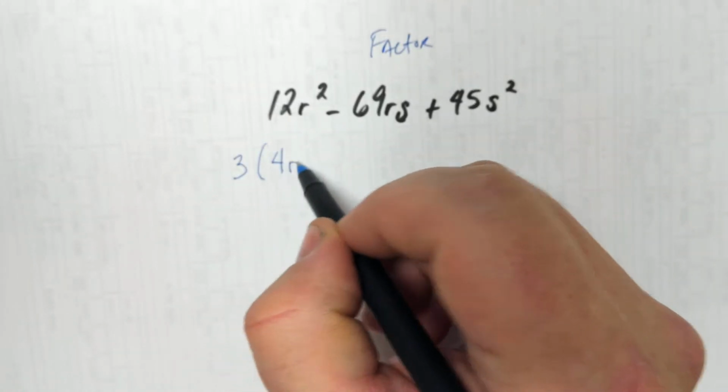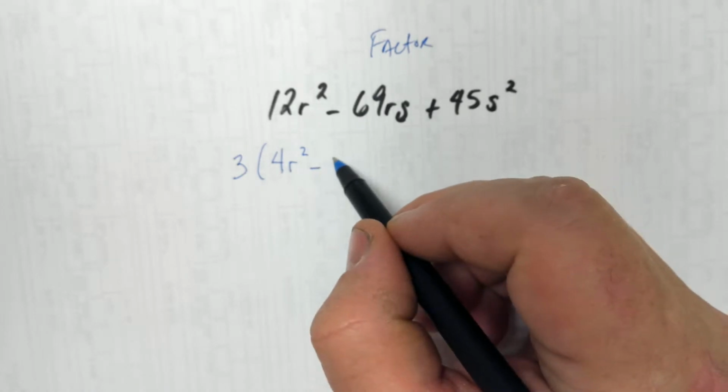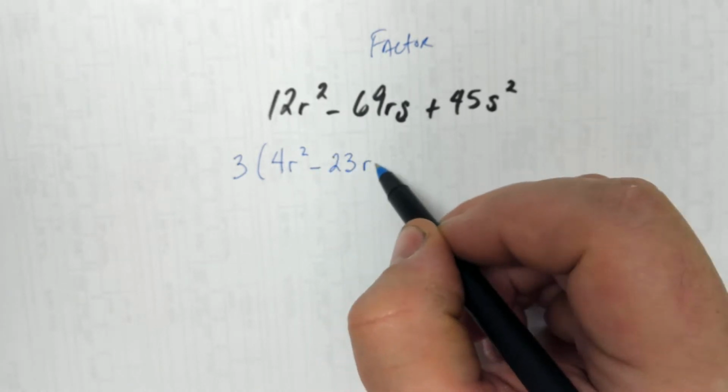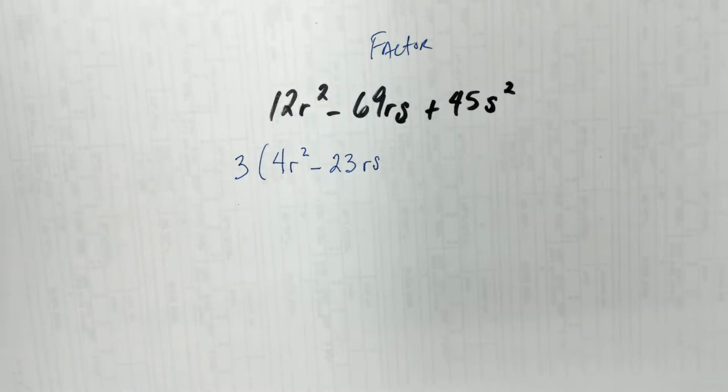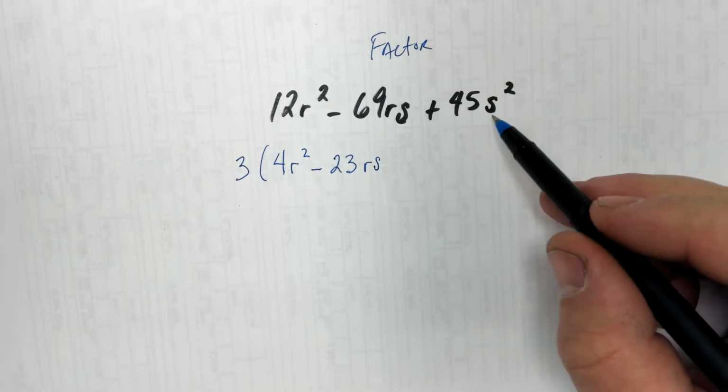Then we have 4r squared minus 23rs. Hey, how's that s look? Is that okay? I'm kind of proud of myself over that one. Why do you know how to draw s's? My s's always look like 5s.